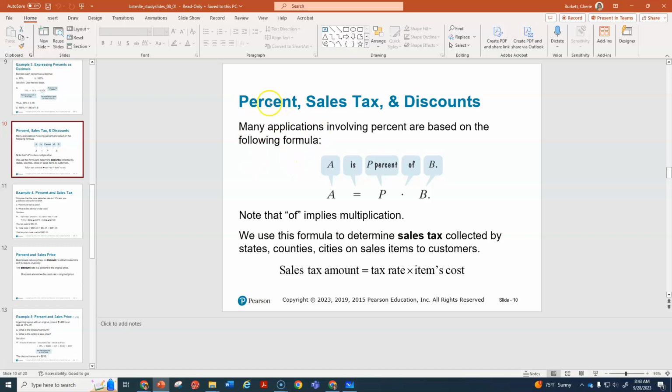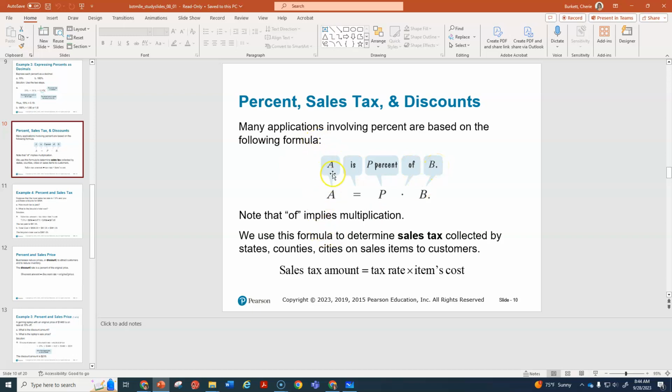It says that this is the formula that you need to keep in mind when you're dealing with sales tax and discounts. Sales tax is going to be something that's added to your total bill, whereas discounts will be something that subtracts or makes your final bill smaller. But the formula is going to be the same. So this is the general one: if you took away the context of the problem and just did a straight percent problem, this would be how it was worded.